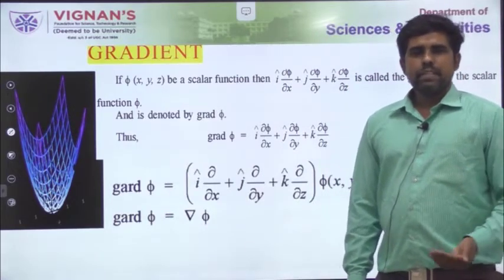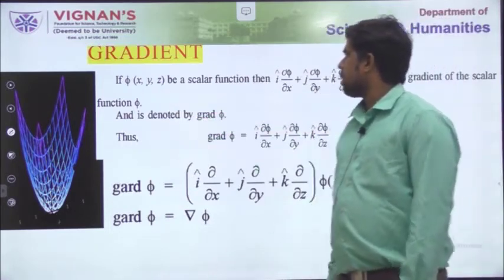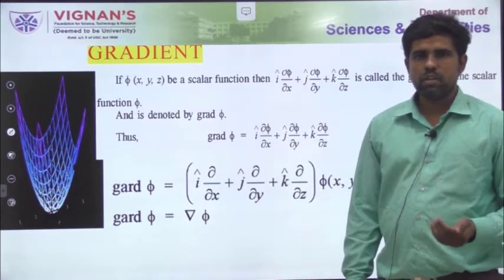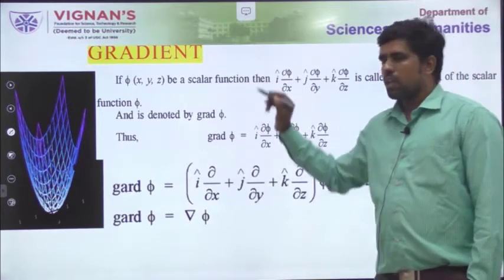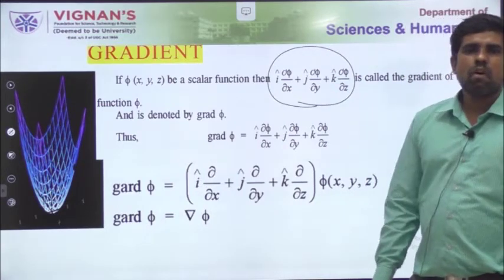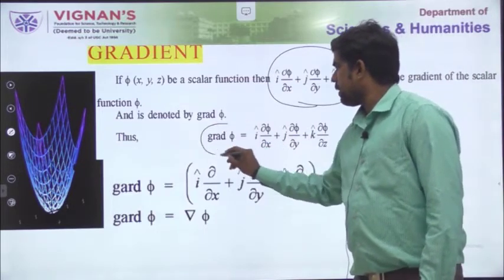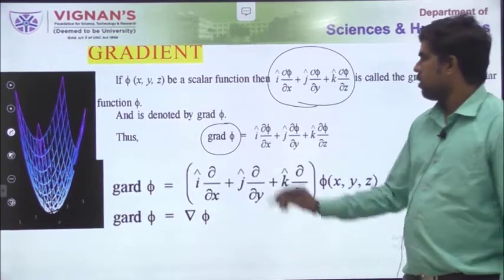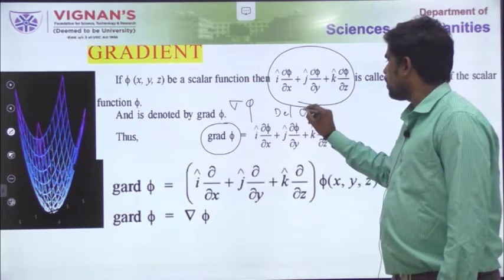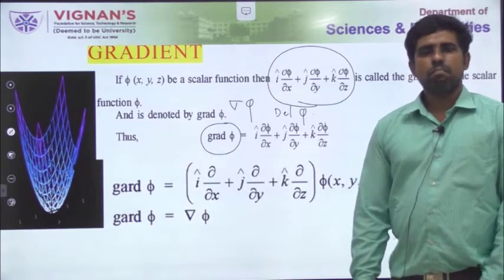Now I am going to operate this del operator on a surface, of course a surface phi of x, y, z. Definitely it is a scalar function since no vector is involved in it. Then for that scalar function I am going to define this del operator on it, which is nothing but grad phi. It is denoted by grad phi, or you can write del phi. So that is called the gradient of a surface phi.